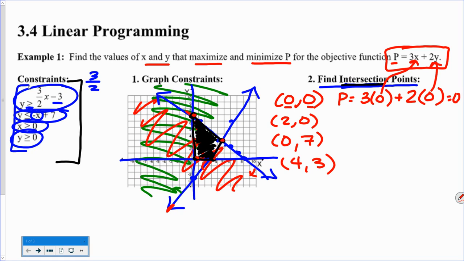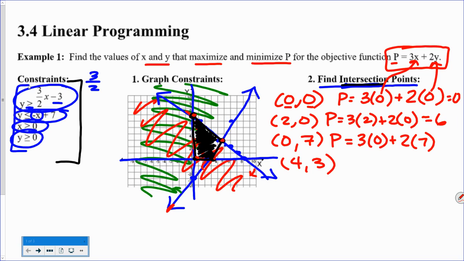Okay, if I'm checking my next point, 2, 0, I'm taking 3 times my x value of 2 plus 2 times my y value of 0, so I would get 6. For the next point, I've got p equals 3 times my x value of 0 plus 2 times my y value of 7, so I would get 14. For my next point, I've got p equals 3 times my x value of 4 plus 2 times my y value of 3, and then I would get 12 plus 6, so 18.